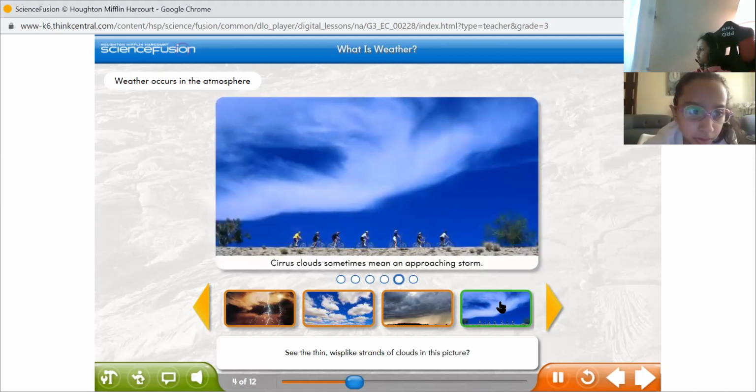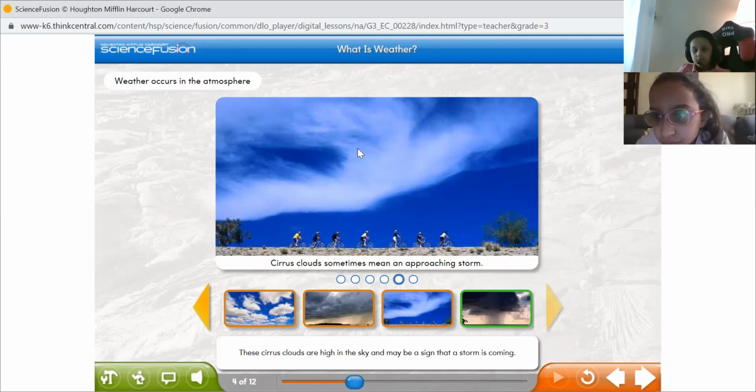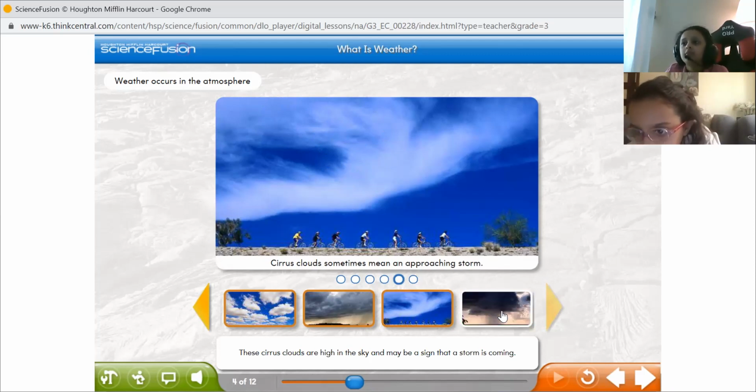See the thin, wisp-like strands of clouds in this picture? These cirrus clouds are high in the sky and may be a sign that a storm is coming. So, finally, cirrus clouds are very wispy and up high in the sky. It means the weather is about to change. Sometimes it gets really windy, sometimes it changes to sunny weather. So cirrus cloud means you don't know what will happen. It is a changing weather. Very good, Fatima.